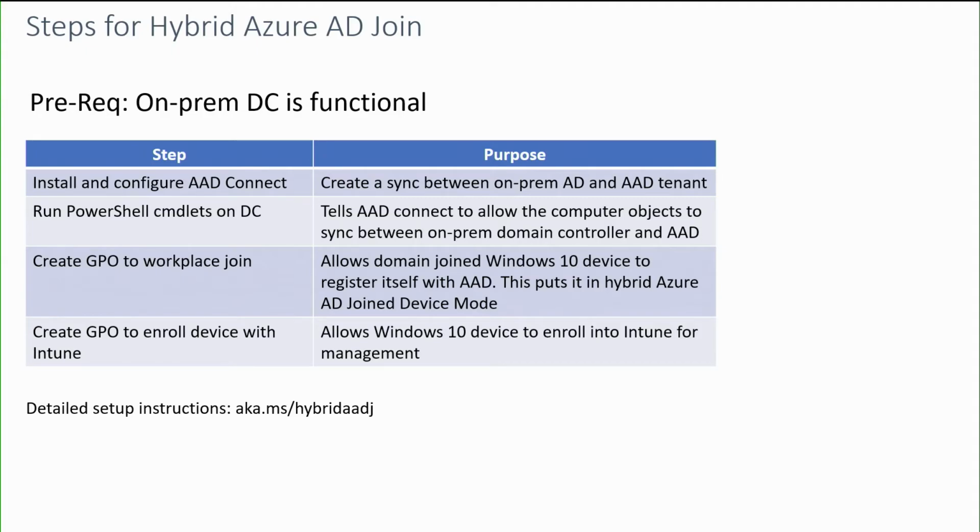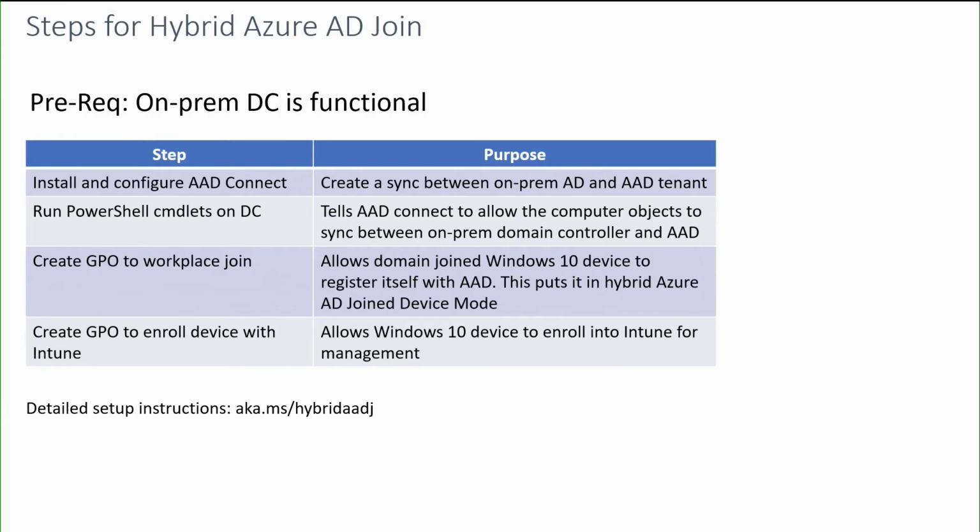The first GPO is to do what we call a workplace join. It allows domain joined Windows 10 devices to register themselves with Azure Active Directory. And this puts it in a hybrid Azure Active Directory joined device mode. So the first GPO allows your Windows 10 device to register itself with AD, and this is a manual process. You would have to run this GPO, and then you would run a second GPO. What this second GPO does is allow the Windows 10 device to enroll into Intune for management. And so you have to run both of the GPOs, and we have just simplified the steps here.